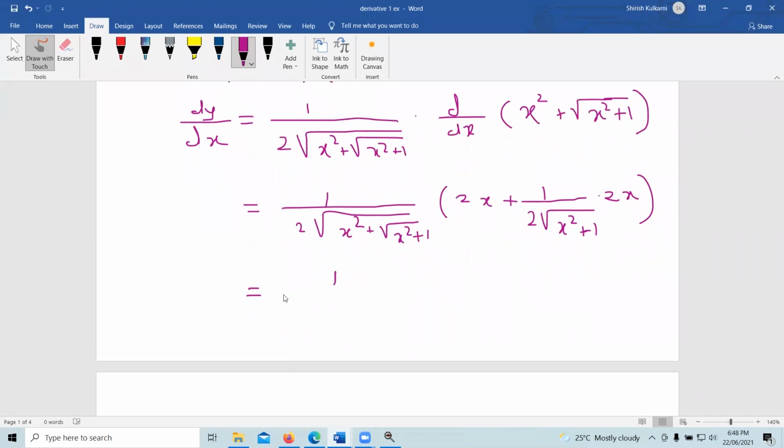Then 1/2 under root of x square plus under root of x square plus 1. These 2 as it is and these 2 get cancelled. 2x as it is. No, you have to write it like this: x upon under root of x square plus 1.